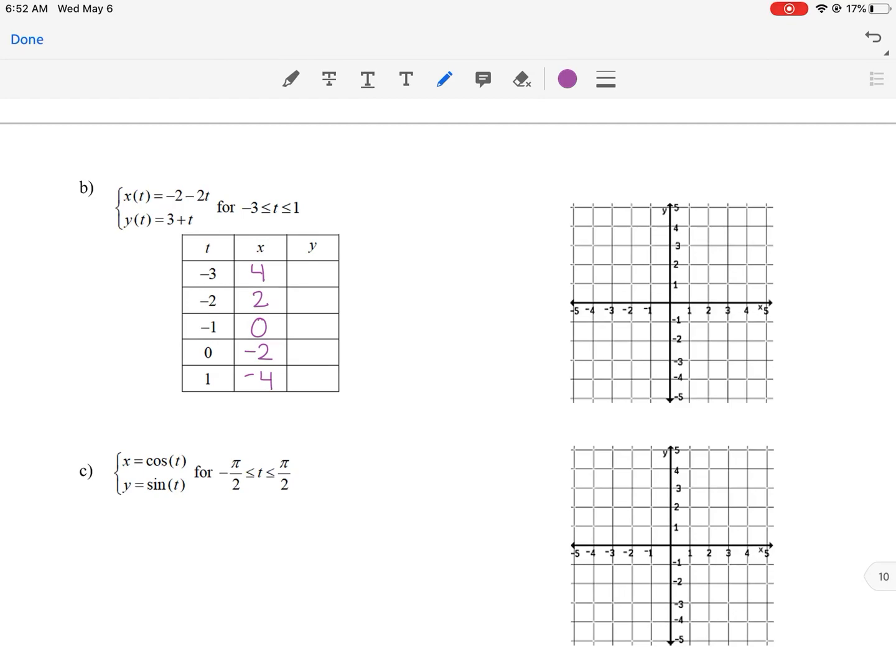Same thing with the y's, but we're just adding 3 to our t values. 3 plus negative 3 is 0. 3 plus negative 2 is 1. 3 plus negative 1 is 2. 3 plus 0 is 3. 3 plus 1 is 4.